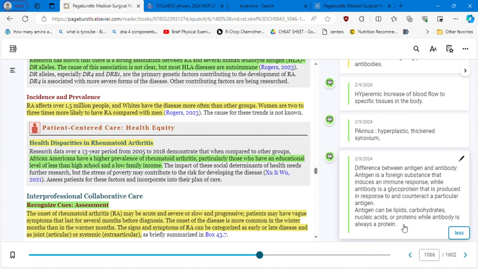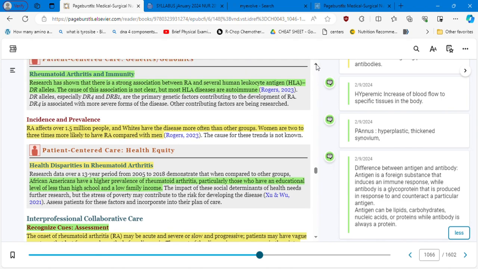Okay, now nucleic acids or proteins. What about proteins of very bad quality? You are eating meat that is not organic, that is not grass-fed. All these things are received by the body in the form of antigens, and the body is going to create antibodies as a defense mechanism to protect us from these substances. Okay, so that's the difference between antigen and antibody.